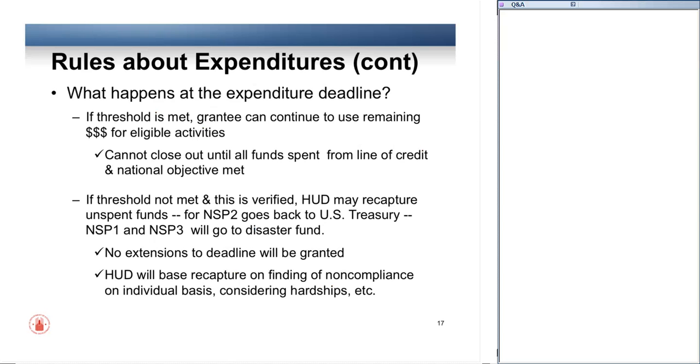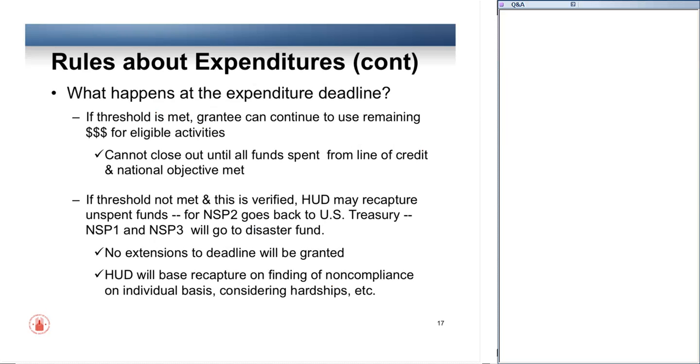All right. So what happens at the expenditure deadline? Well, if you've met your threshold, then you can continue to use the remaining funds in your grant line for eligible costs. The only time we really take into consideration the funds that are in the line of credit, and the way they're spent, is at closeout. You're not going to be able to close out the grant, which is going to be in the future, not the expenditure deadline, until any project that has any money from the line of credit has met a national objective. Once that threshold's been met, then you can close out. So just keep that in mind as you are planning here in the future.